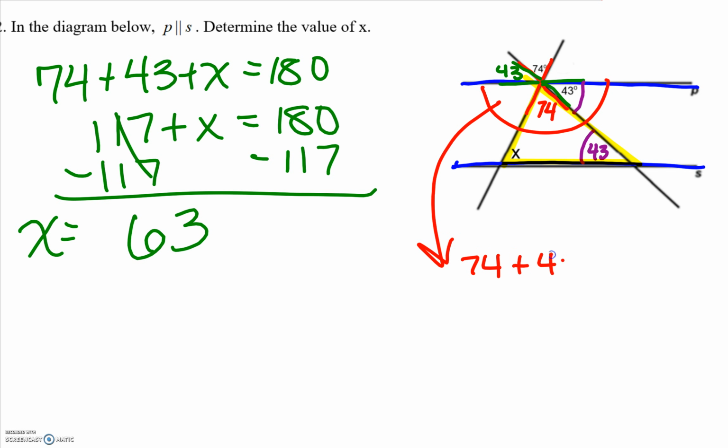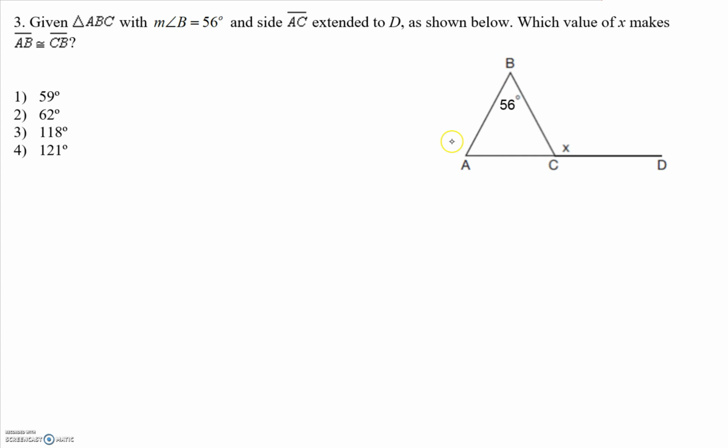Okay, so now let's look at question 3. Question 3 says, given triangle ABC with the measure of angle B at 56 and side AC extended to D as shown below, which value of x makes AB congruent to CB? So we know this angle on the outside is an exterior angle. If we get that measure, we know it should be equal to the 56 plus whatever A is.